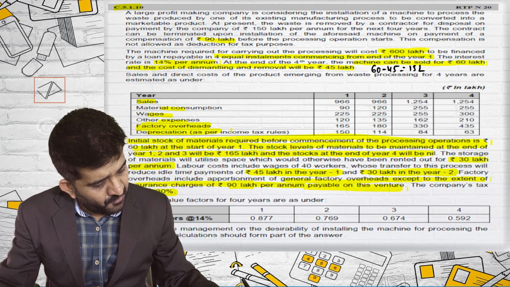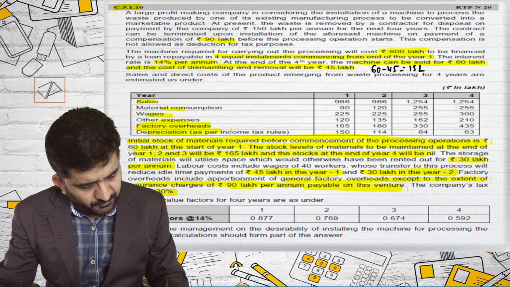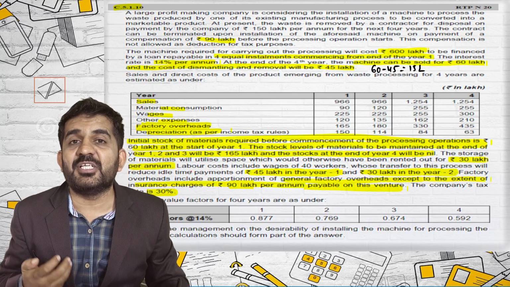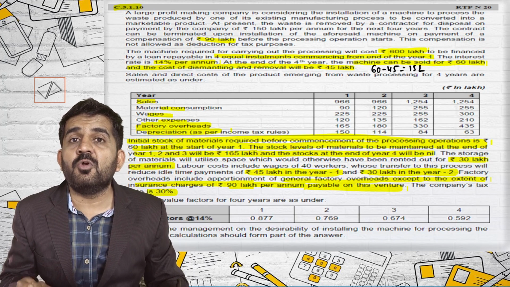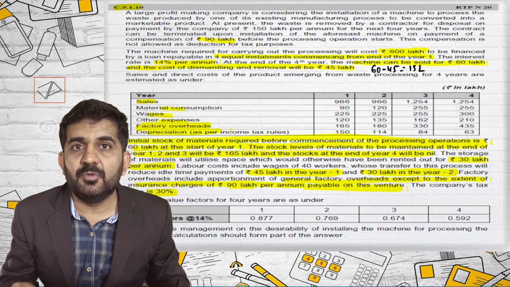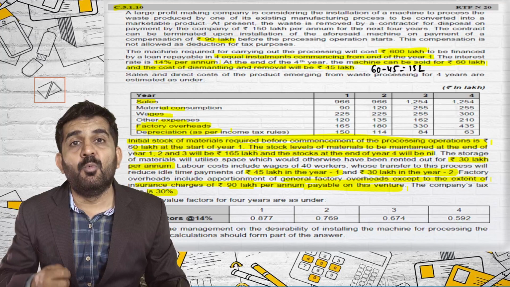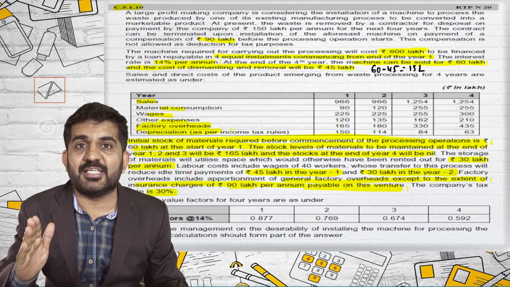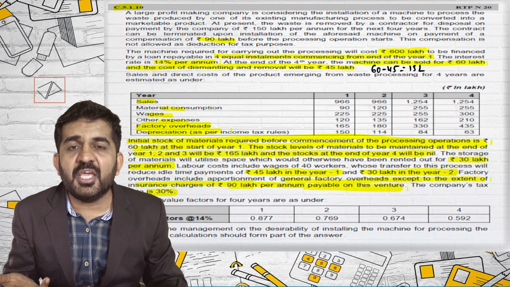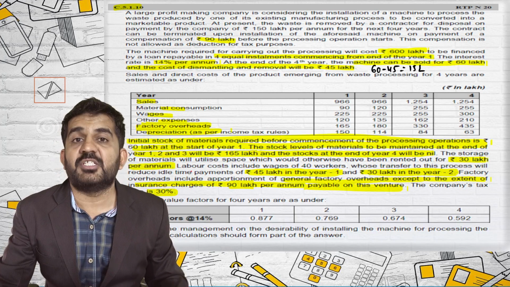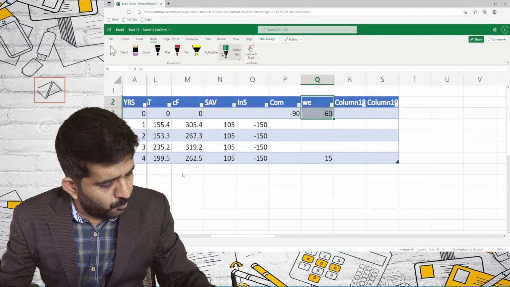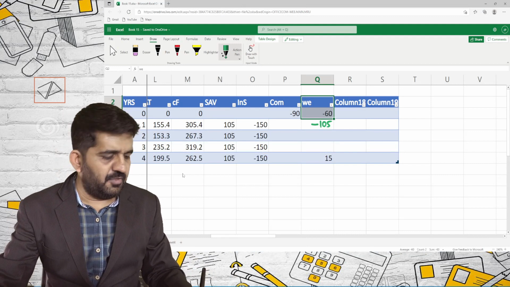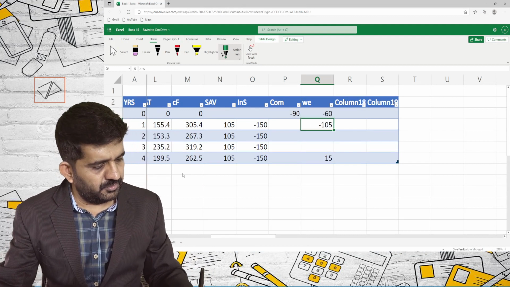The stock level of material to be maintained at 1, 2 and 3 years is 165. Say in 0 year you have only purchased 60, but from 1st year onwards you require 165. So you will have to invest 105 more at the end of 1st year to make it 60 plus 105 equal to 165. So I will be investing more in working capital. How much? Minus 105. This is the investment in working capital.